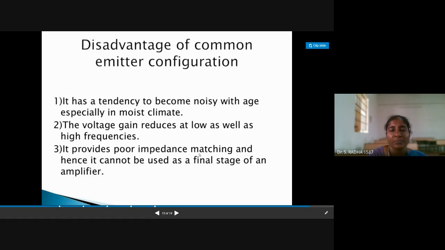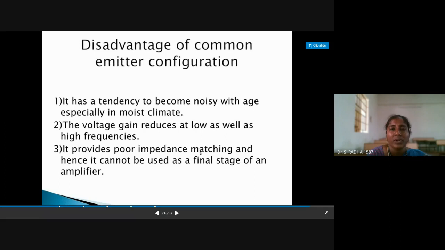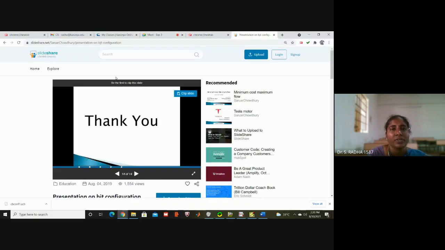If we are connecting two stages, the output of first stage and the input of second stage should be matching. That is called impedance matching. Only then we can connect two stages of CE amplifier or CB amplifier, CC amplifier. That matching will be maximum obtained in CC configuration. So impedance matching is poor in CE. Only in CC we have impedance matching, and loading effect can be overcome. These are the things about theory. The three configurations, these are the things.